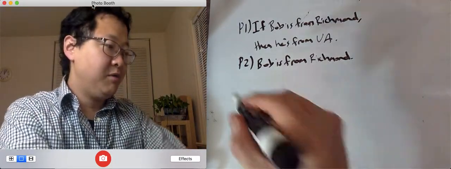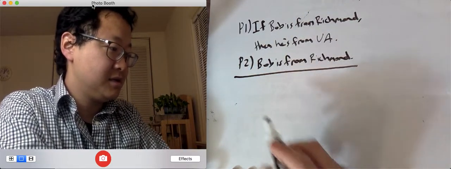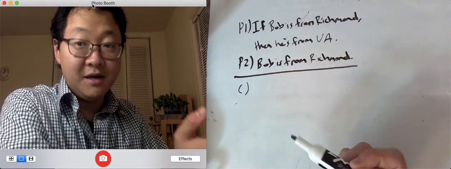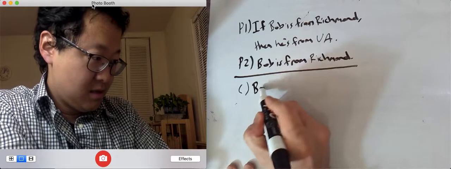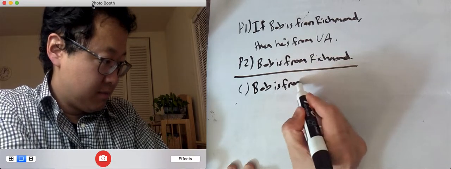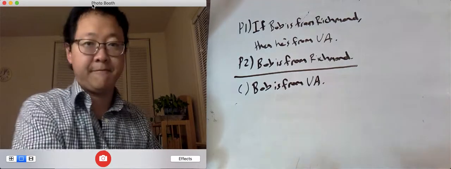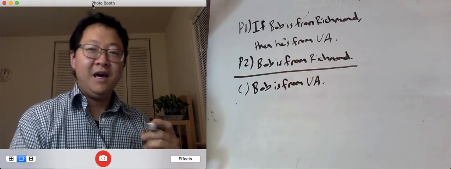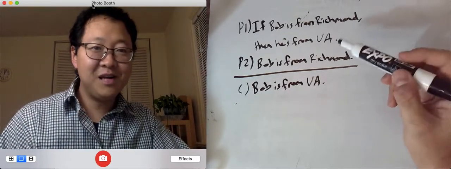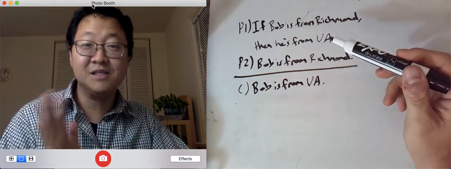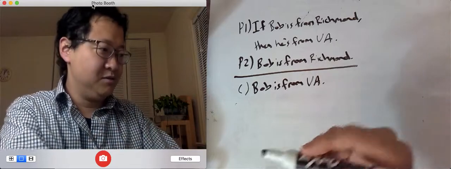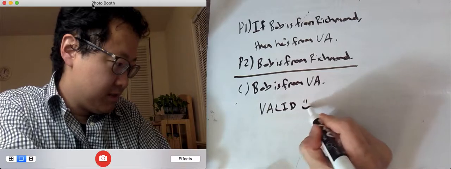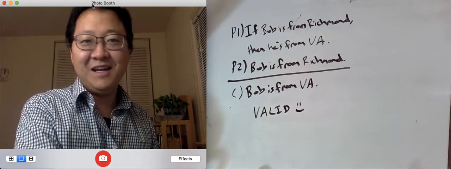Now what follows from this? If Bob is from Richmond, then he's from Virginia. Bob is from Richmond. Therefore, Bob is from Virginia. All right. Now, this argument is valid. And the important part, though, is any argument that's in this form or shape is also valid. So first, let's make it clear that it's valid. Okay, smiley face. And then, now what do we mean by shape?